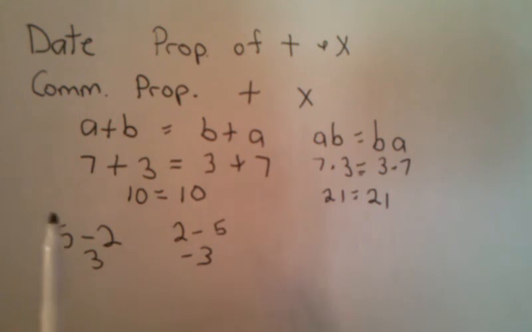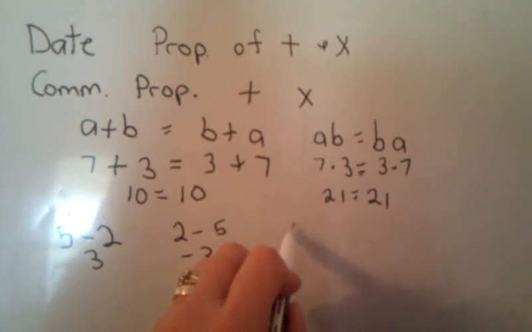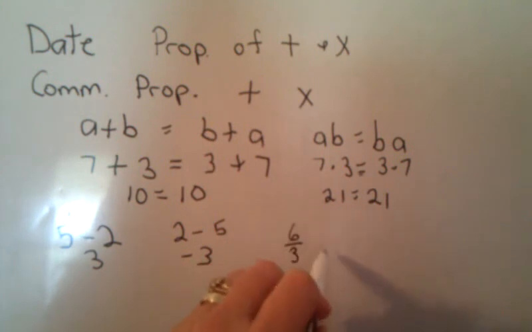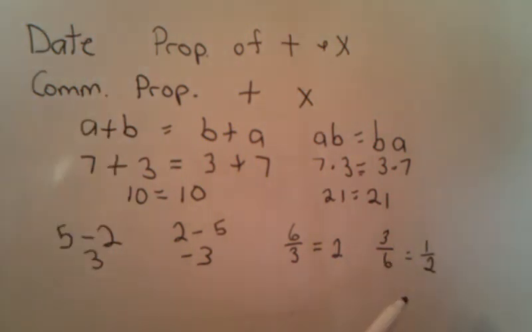Okay? Let's try division. Okay. Let's say I want to do 6 divided by 3. 6 divided by 3 is 2. Okay, 3 divided by 6. Well, that's 1/2. So you see those are reciprocals. So you can see that they do have some kind of pattern there, but it's not the commutative property.